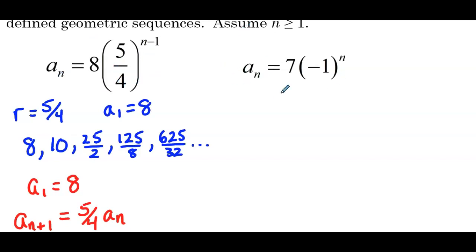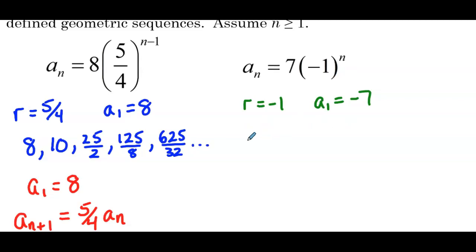Now looking at our second sequence, a sub n equals 7 times the quantity negative 1 to the n. Okay, so the base of our exponential function is still the common ratio, so r equals negative 1. But because the exponent is not n minus 1, we need to plug in 1 to figure out what our first term is. If we plug in 1, we'd have negative 1 to the first, which would be negative 1, times 7 would give us negative 7. So our first term of this sequence is negative 7. Notice that is not the coefficient, but that is because the form is different. Our exponent is not n minus 1.